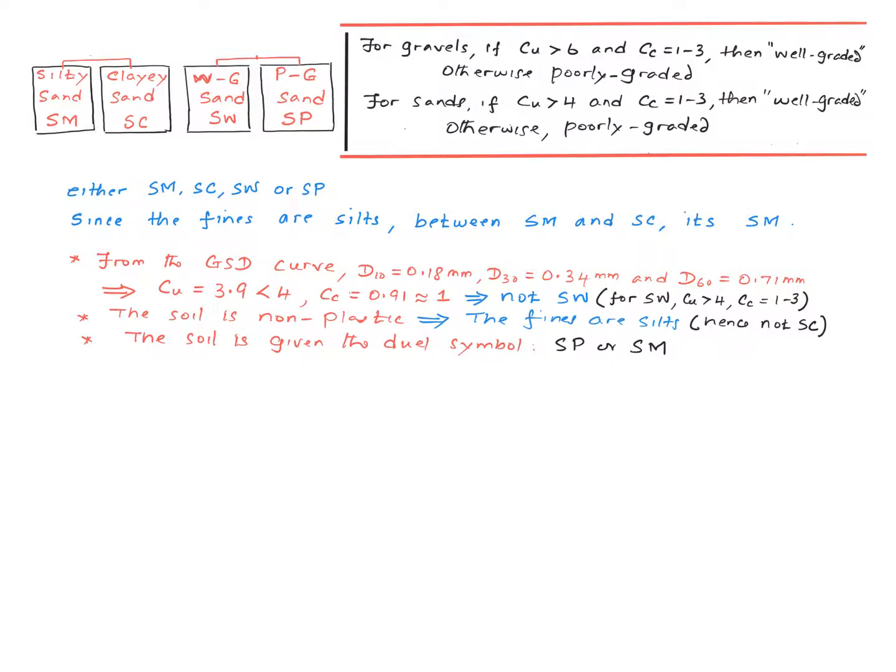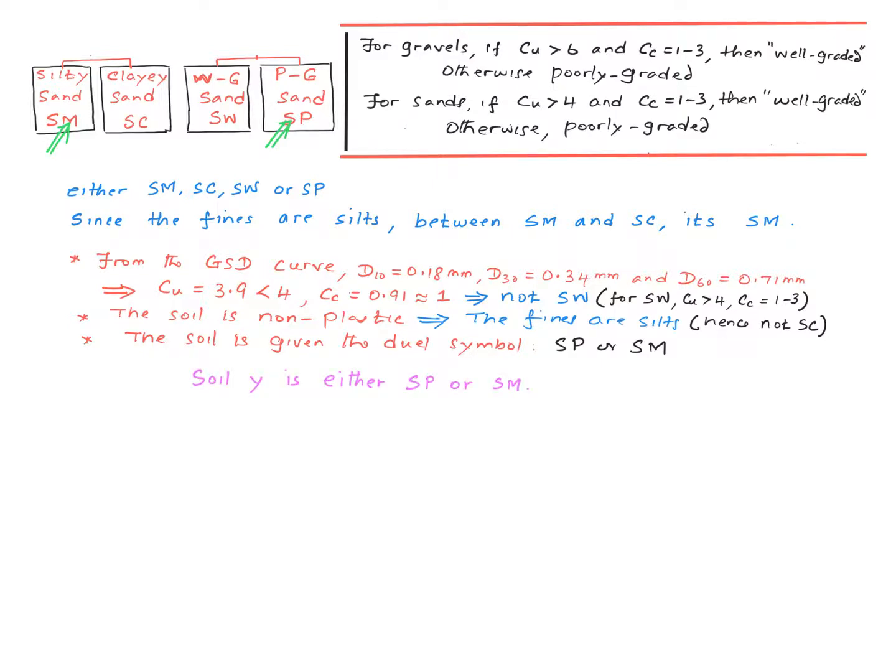These are the criteria for the sand to be a well-graded sand. Cu must be greater than 4, C sub C must be between 1 and 3. And therefore, it's clear what we have is not a well-graded sand. It is a poorly graded sand. And therefore, between these two boxes, it belongs here, right? So our final symbols are either SM or SP. So we give a dual symbol, SP or SM. In other words, the soil is either a silty sand or a poorly graded sand.